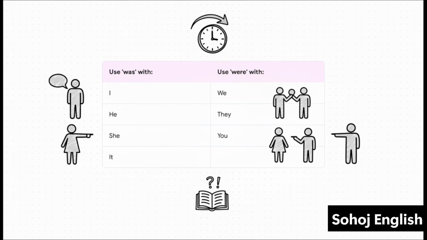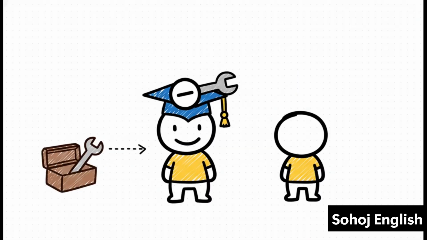If you're talking about just one person in the past, I, he, she, you use was. I was. He was. If it's more than one person, we, they, or if it's you, use were. You were, they were. Simple. And you're going to love this.